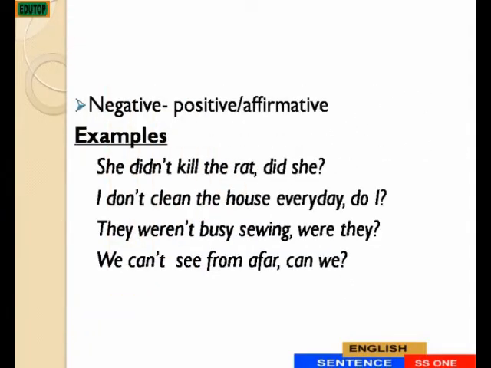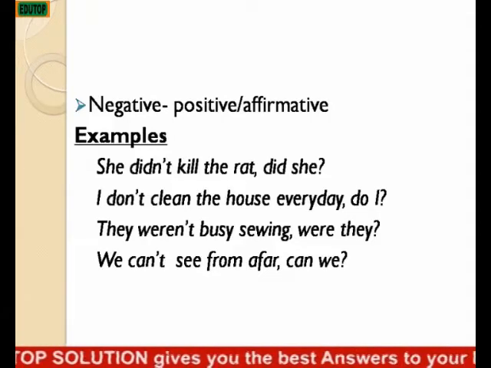Examples of sentences or statements in negative forms and their tag questions in positive or affirmative. She didn't kill the rat, did she? I don't clean the house every day, do I? They weren't busy sewing, were they? We can't see from afar, can we? So we have negative statements and positive questions.